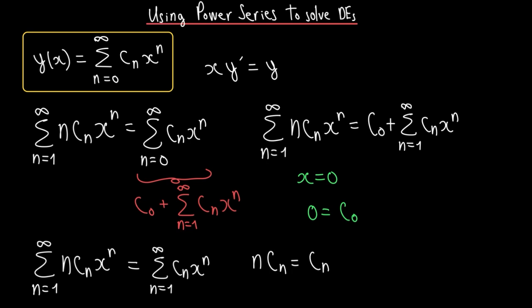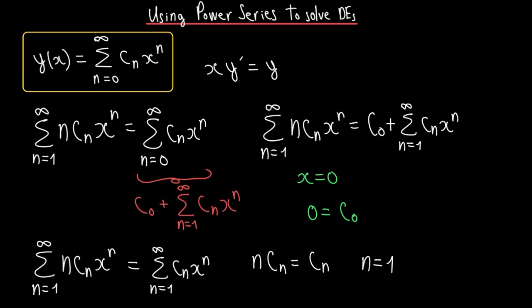And this is only true in two cases. The first case is when Cn is equal to 0. But this is a trivial case because this would mean that y would be equal to 0, but we're not really interested in a trivial solution. So another solution is when n is equal to 1. And therefore, this truncates our series because all we're left with is n equal to 1.